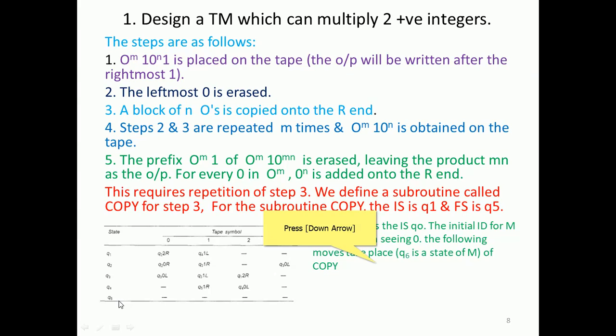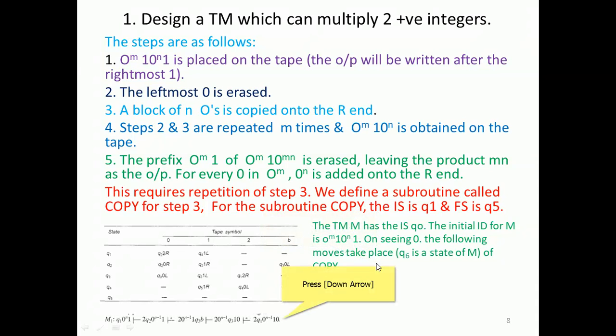the transition table: the Turing machine model has the initial state Q0, and the initial ID, the instantaneous description, is 0^m 1 0^n 1. On seeing 0, the following moves take place. Q6 is the state of the machine that performs copy. Here we have the instantaneous description: we can apply 0^m Q1 0^n 1, giving 2 Q2 0^(n-1) 1.